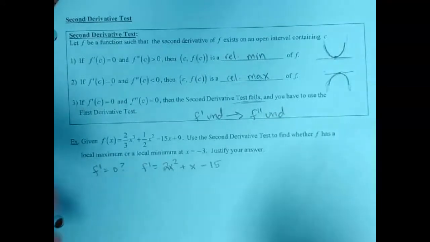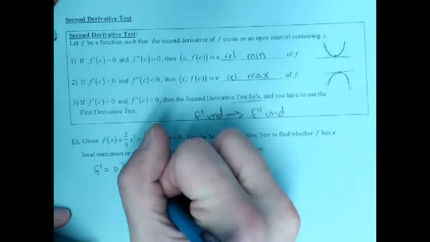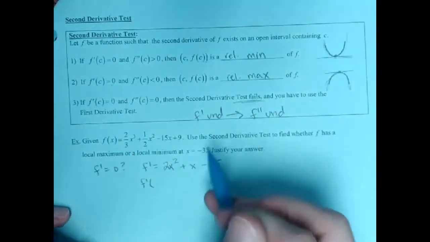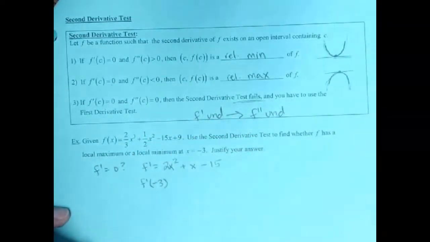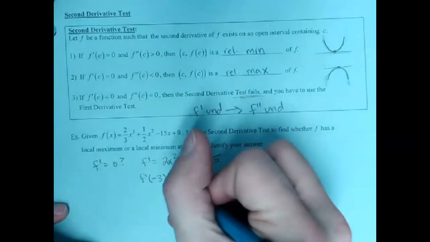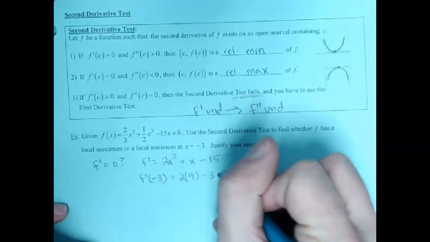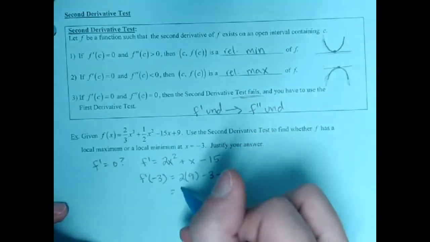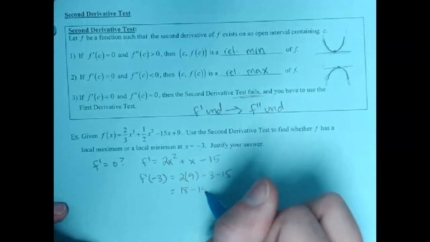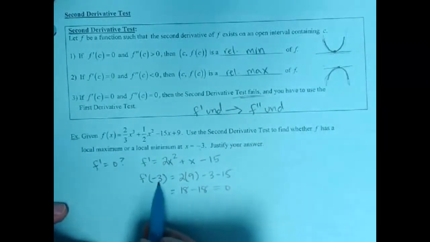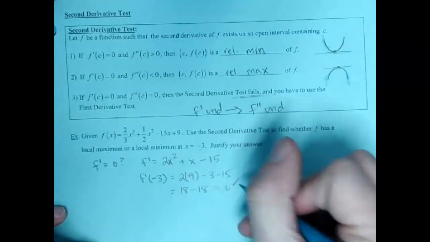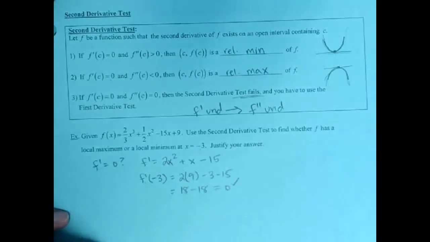I could if I wanted to, and I could do a sign chart, but you don't need to. All I have to do is take this first derivative and then plug in the one value that I'm investigating. So let's see, 2 times negative 3 squared would be 18, minus 3 minus 15. So that's 18 minus 18. Oh, look at that. If I plug in negative 3 into my first derivative, I get out 0. That's important, right? It is a critical point. That means it's worthy of further investigation.